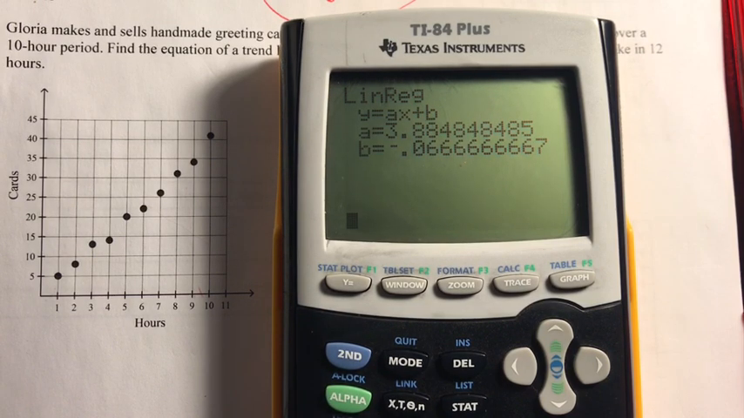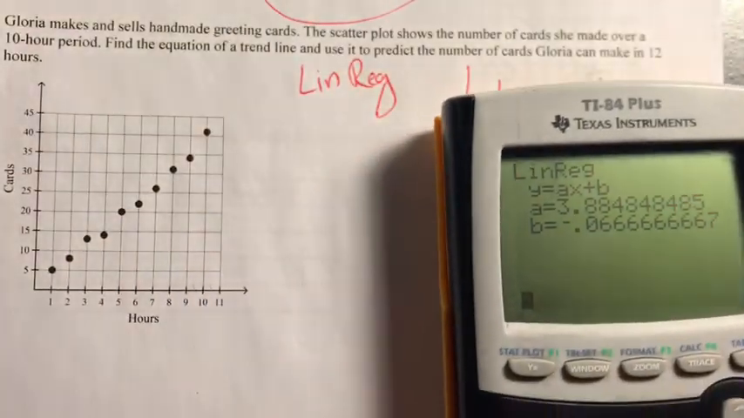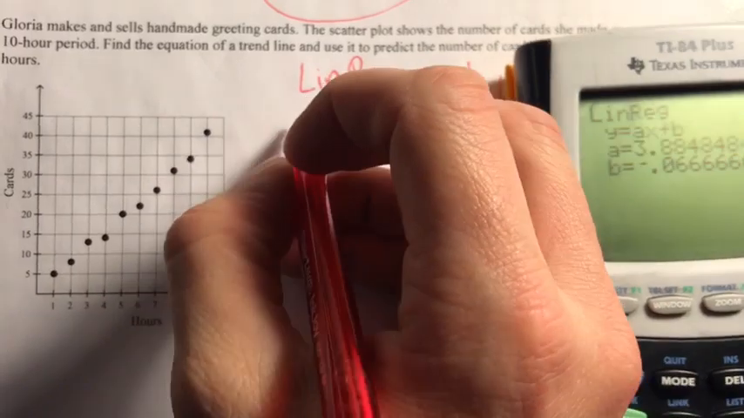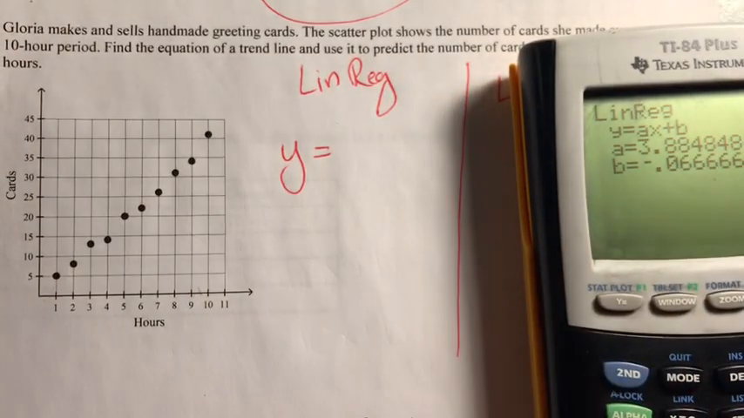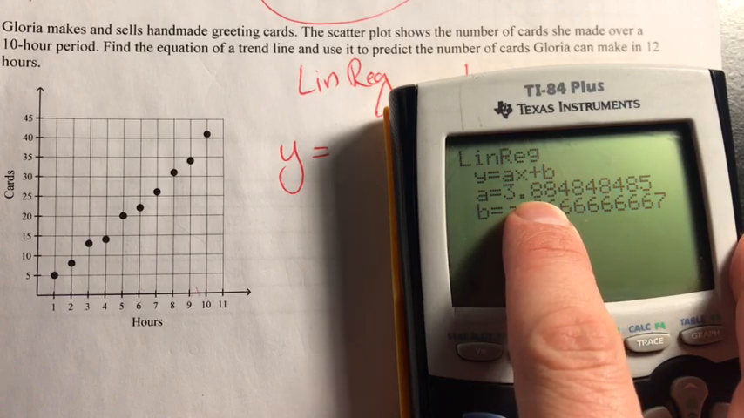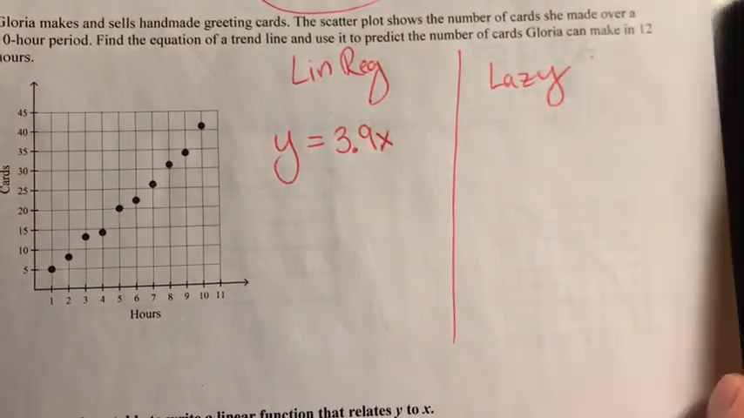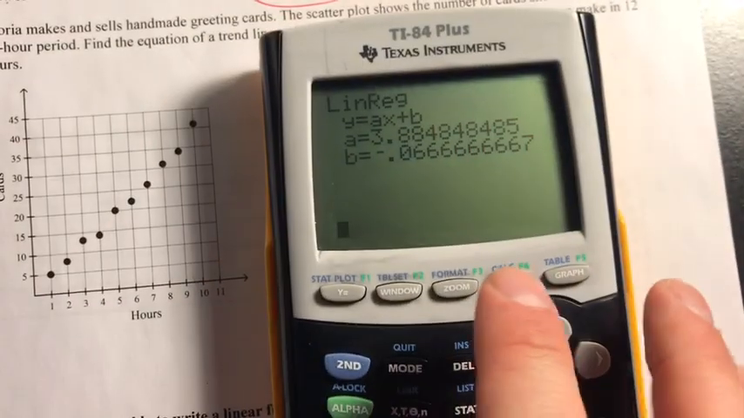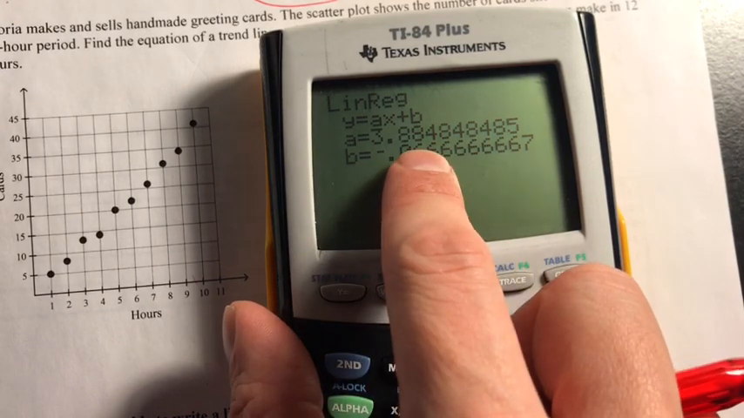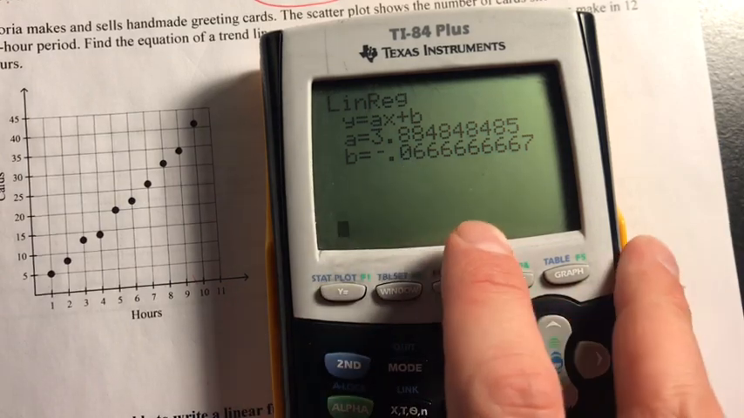So there's my equation. Y equals 3.884, and so on. And B is negative 0.06. So let's do this. I have to round. Y equals AX plus B. I'm going to put 3.9. I probably could do 4 and it wouldn't be the end of the world. Now look, minus 0.06. In reality, I should probably put, you know what, I'm going to do it.